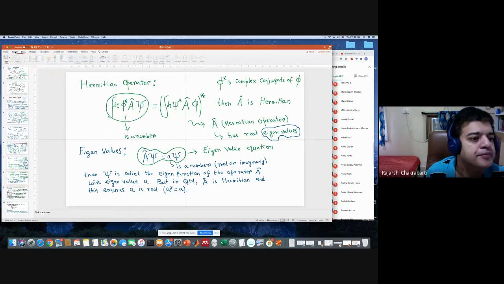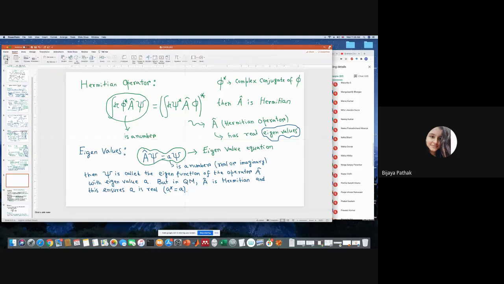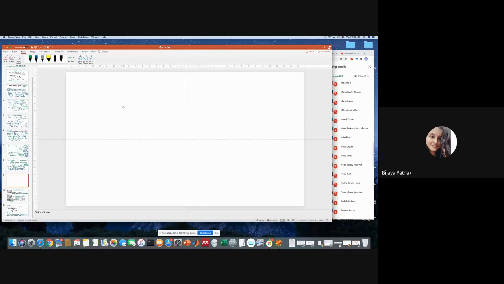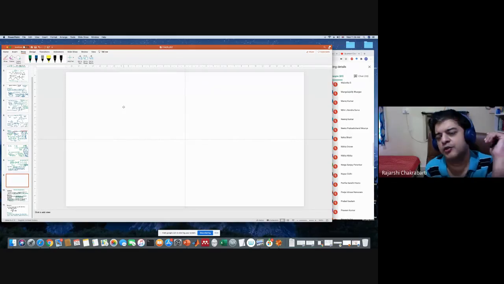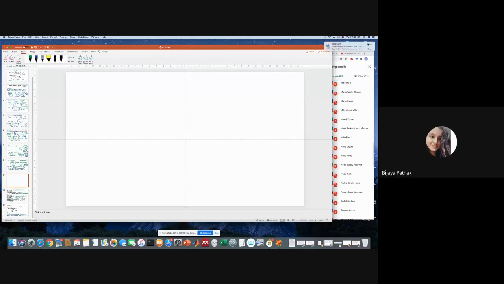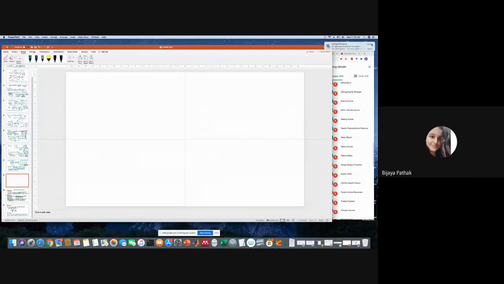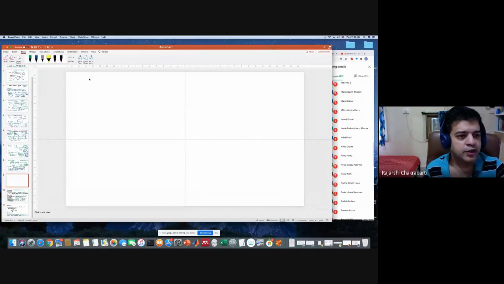Sir, as you told, the eigenvalue could be real or imaginary, right? So what does that eigenvalue correspond to? It corresponds to one of the values that we will be getting for the operator when measured. We'll talk about it. So what does an imaginary value mean? We'll talk about it. There is a world beyond quantum mechanics. There is something called mathematics.